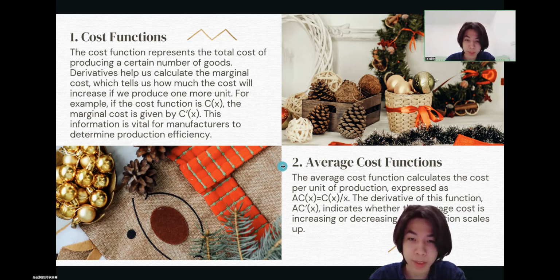The second one is average cost function. The average cost function calculates the cost per unit of production, expressed as AC of x equals C of x divided by x. The derivative of this function indicates whether the average cost is increasing or decreasing as production scales up.